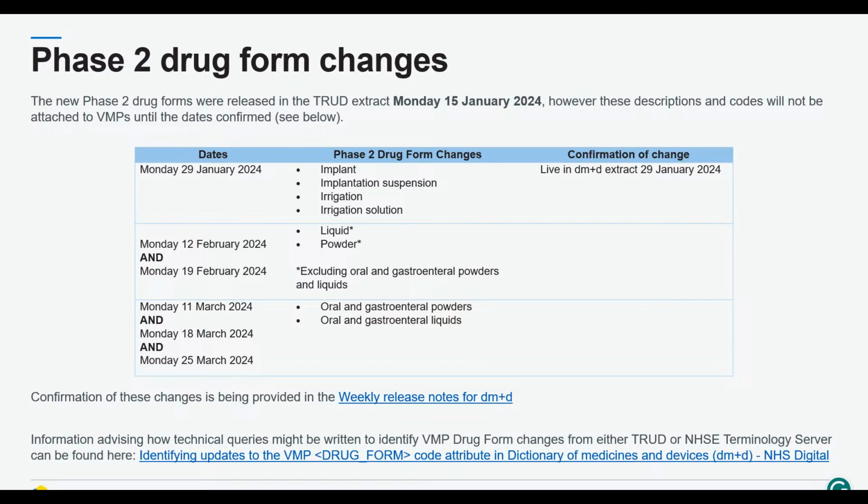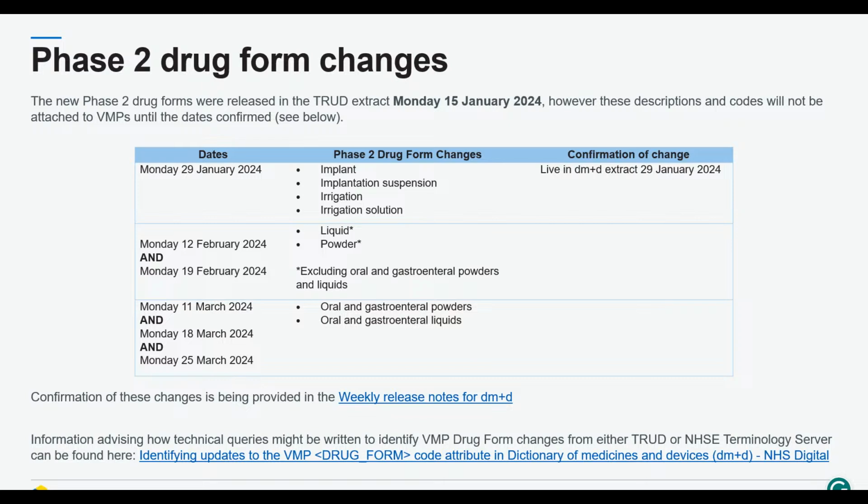Confirmation of all the changes that we're making will be in what we call our weekly release notes for DM&D, and there's a link to access that on the NHS BSA website. If you just googled NHS BSA DM+D, it'll take you onto a page, and the weekly release notes are there, but it's also on this slide as well.